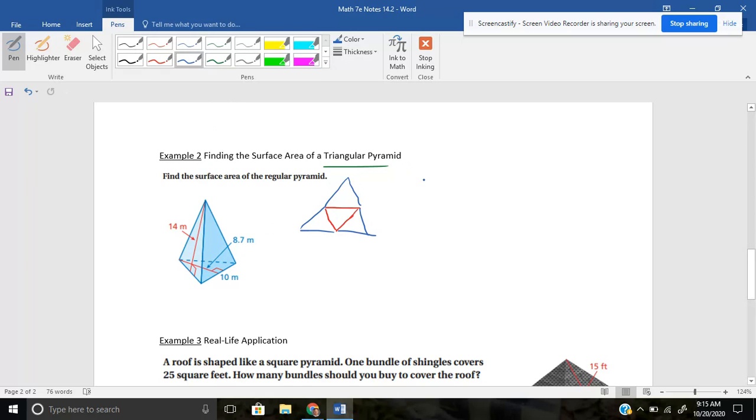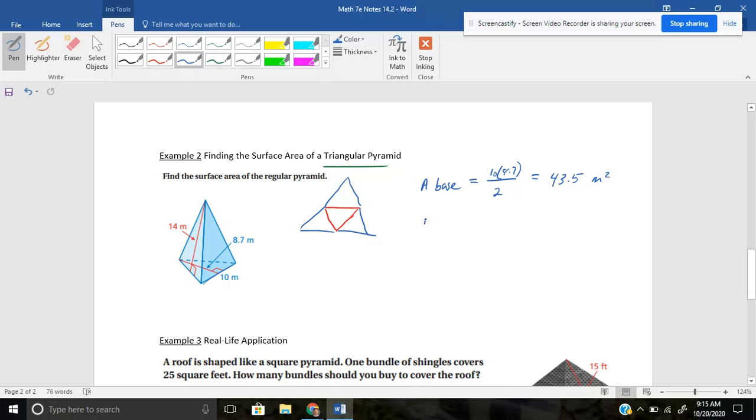We've got the area of my base. So that looks like it's going to be the base, which is 10, times my height, which is 8.7. 10 times 8.7, and then divide that by 2. So that would be 87 divided by 2, which would give me 43.5 meters squared.